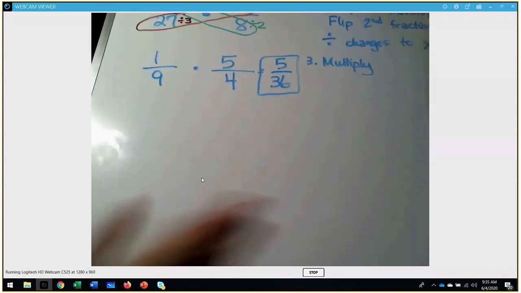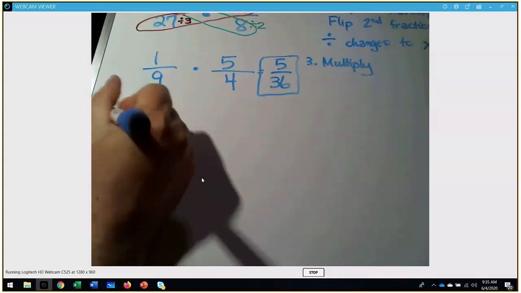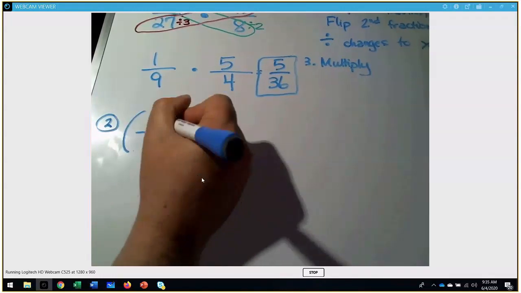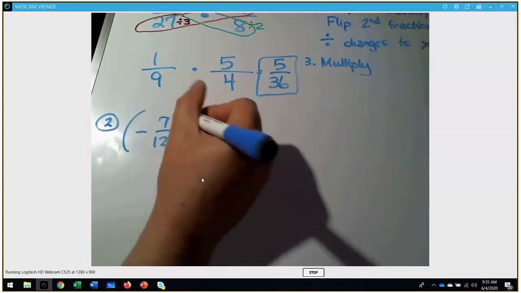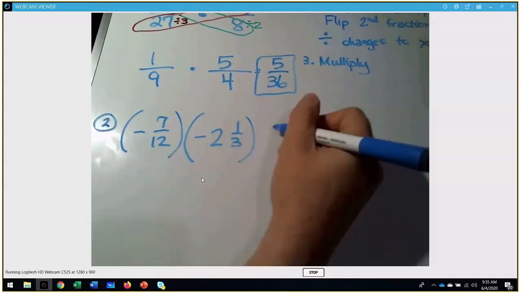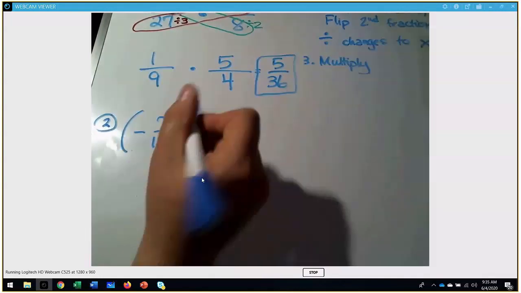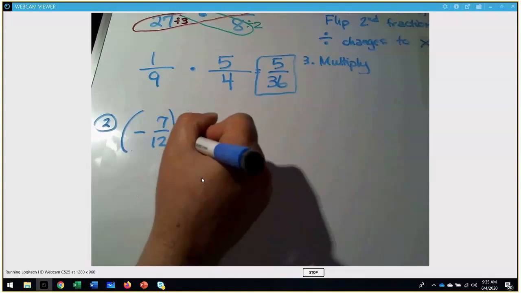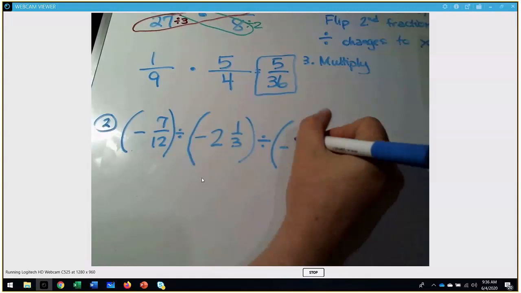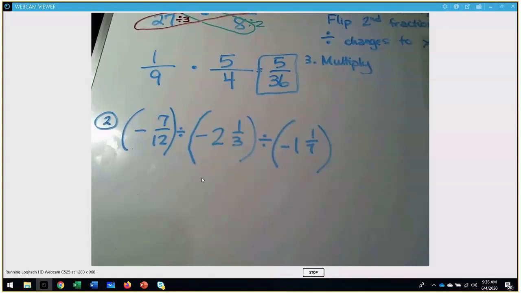All right, let's talk about one more for today, and it is a bit longer, and on the paper it also has negatives. So I'm going to bring that back in just to review. Oops, let me fix that. Oh yeah, that makes a big difference. All right, so here we go.